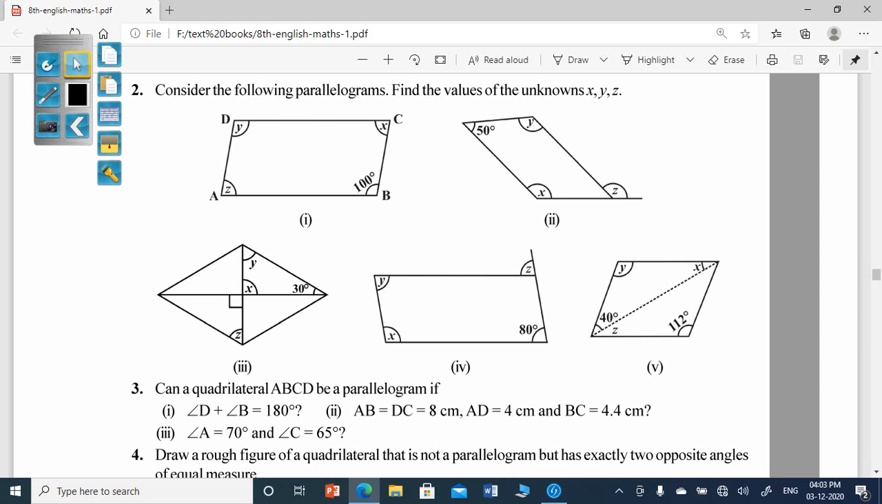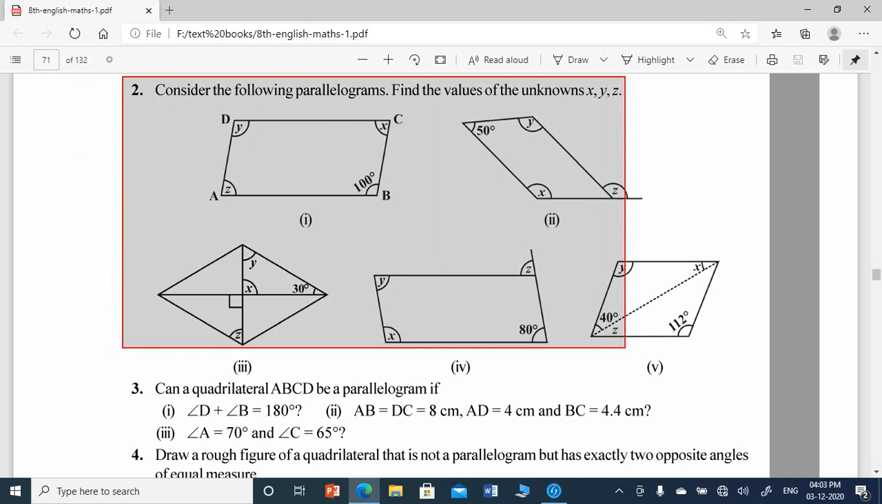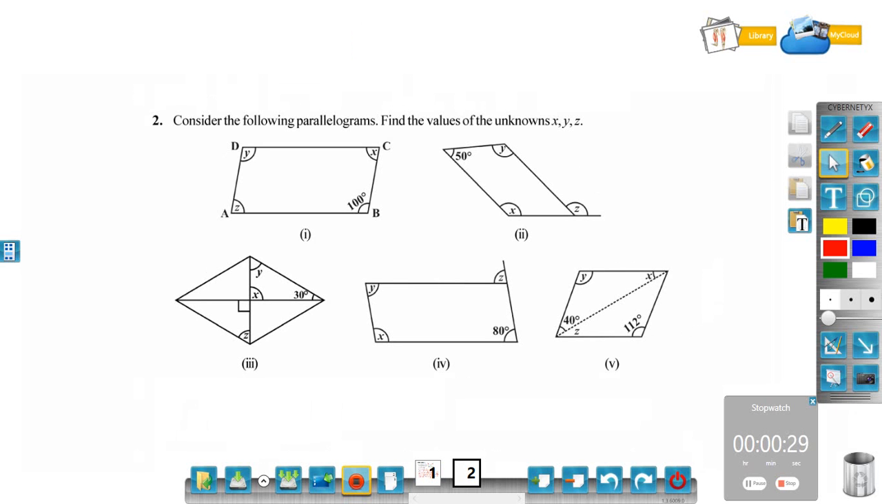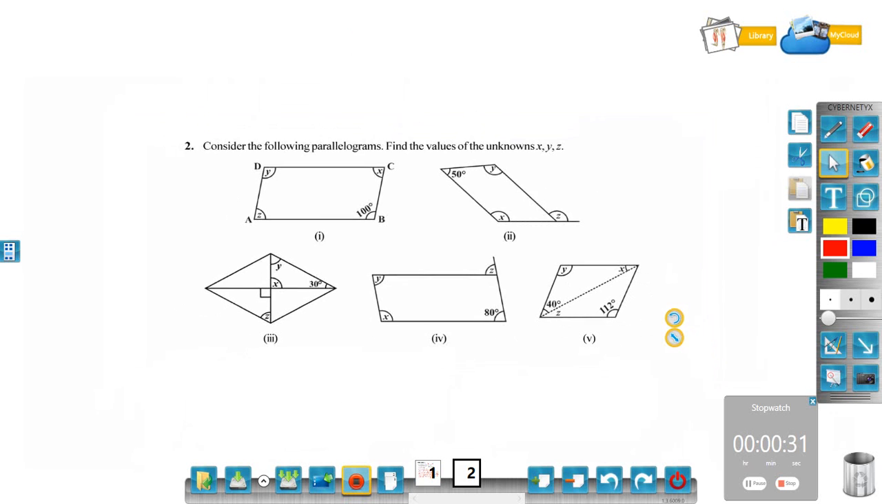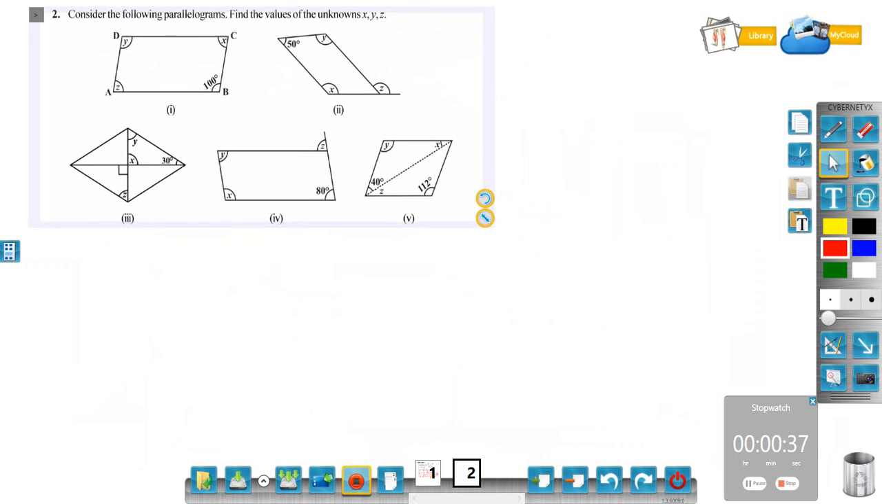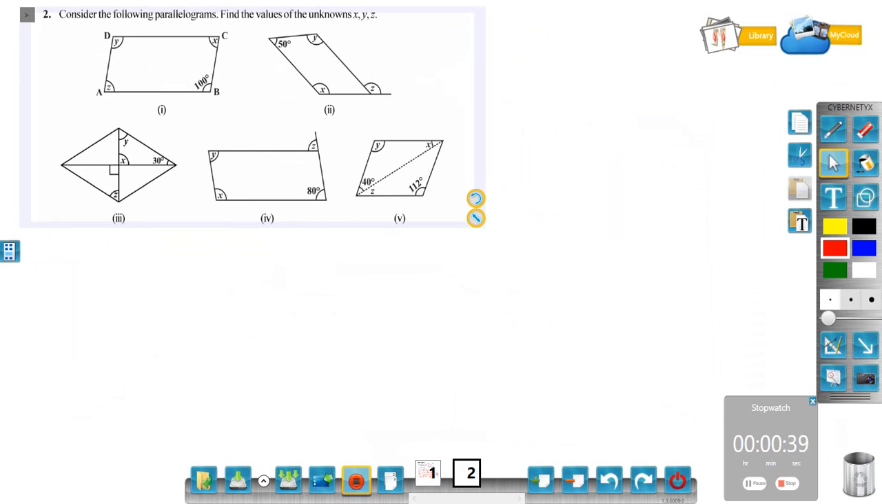Dear students, now let us solve exercise 4.3, second question. Consider the following parallelograms. The given figures in this question are parallelograms. Find the values of unknowns x, y and z.